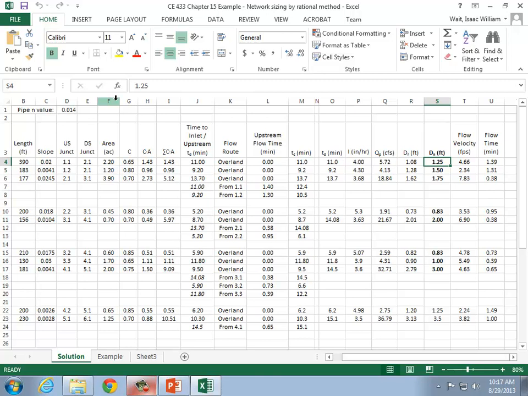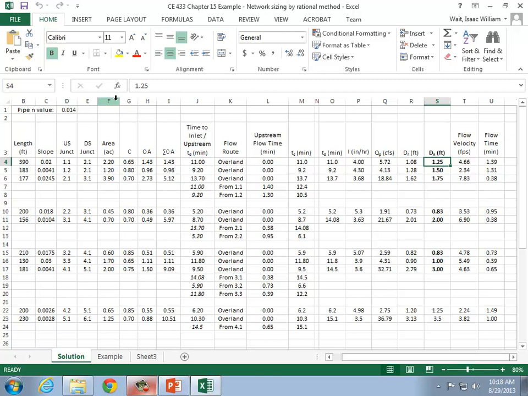Let's go through this together very briefly, just in case you're not quite sure how to do this. Yeah, no, that was the wrong one. All right. So the upstream junction and the downstream junction is pretty easy to figure out.